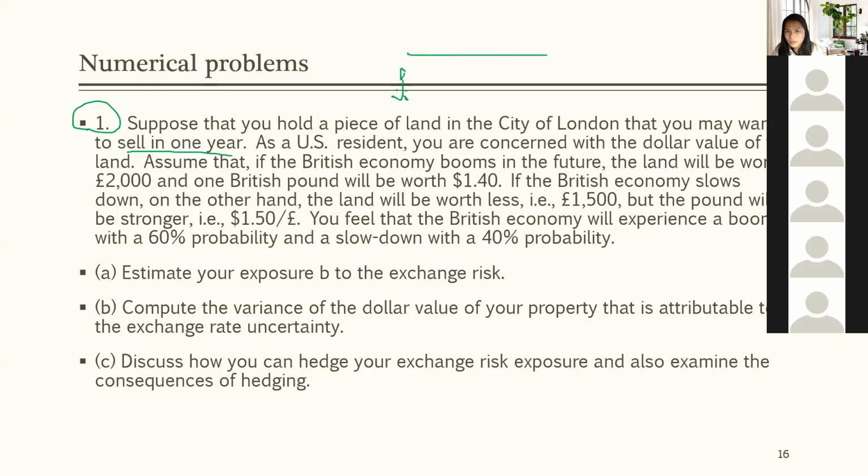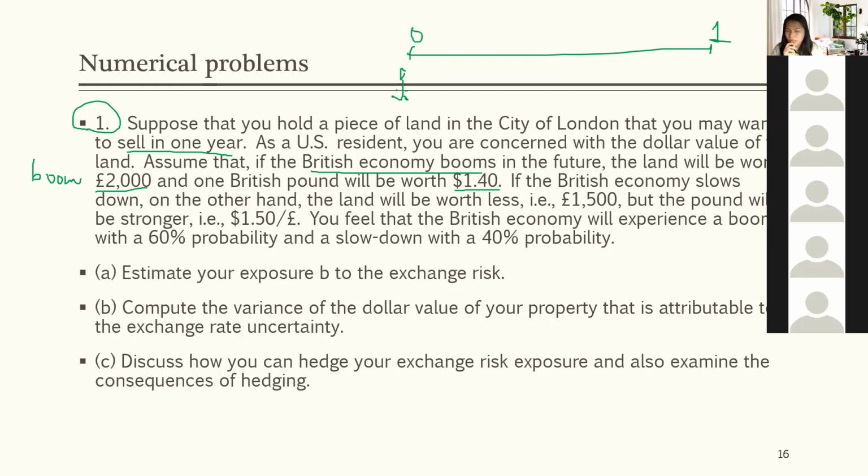You want to hold the land for 1 year. So you just bought it today and you want to hold it for 1 year. In the future, when you think about selling the land, you think that there could be different scenarios. In 1 year's time, if the British economy booms, then you can sell the land for £2,000. At the same time, in that scenario, you forecast that the British pound is going to be worth 1.4. So in scenario 1, the boom scenario, your P star, or the foreign asset value, is going to be £2,000, and S, the exchange rate, is going to be $1.4 per pound.